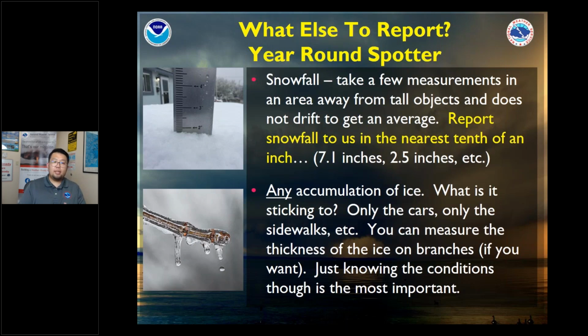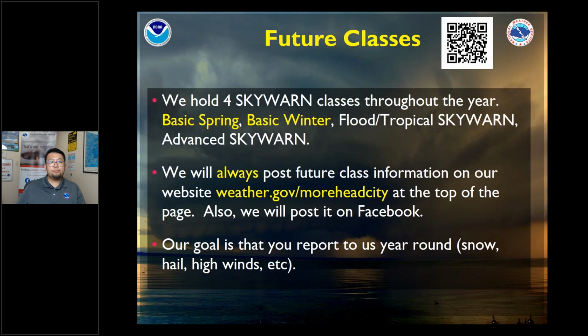Again, just really quickly, if you measure snow, take a ruler, stick it on the ground a couple times, get the average. Tell us if it's 7.1 inches, 2.5 inches, round to the nearest tenth of an inch, and let us know how much snow has fallen. And if you notice any ice accumulating on the branches or on sidewalks or on the cars, give us a call too. Ice is very dangerous, and any amount of ice is worth letting us know about.